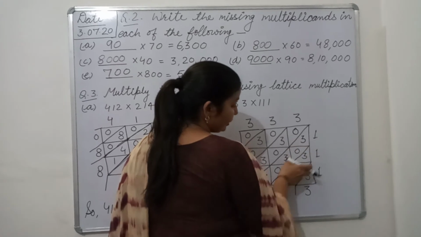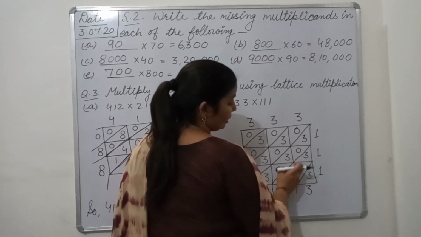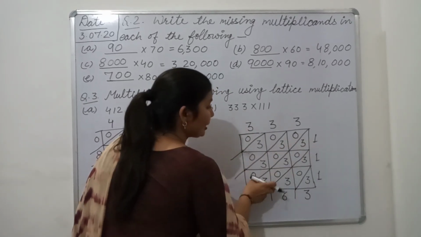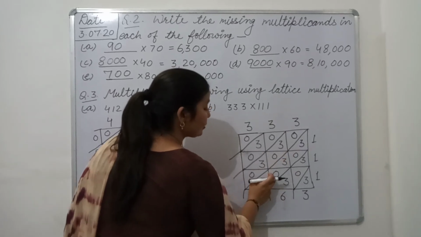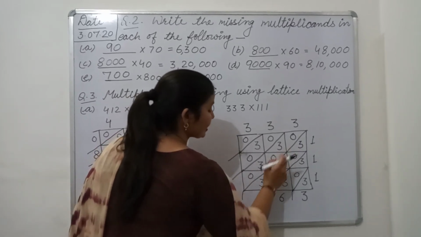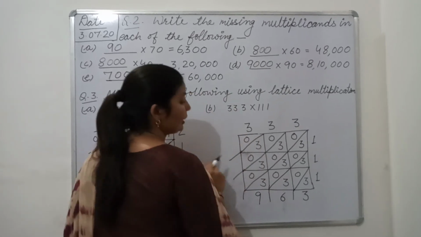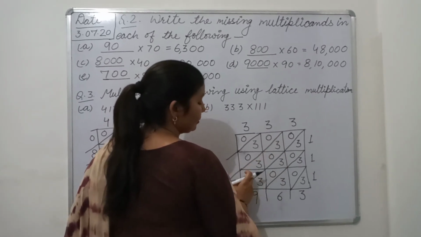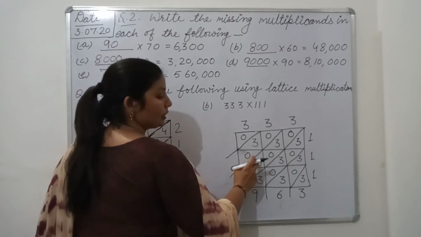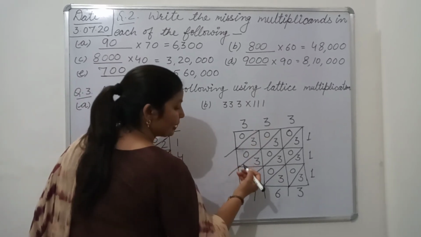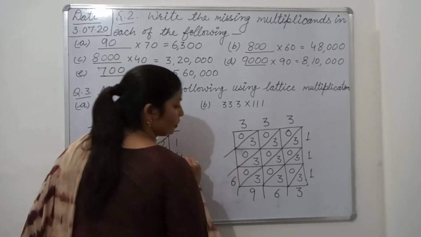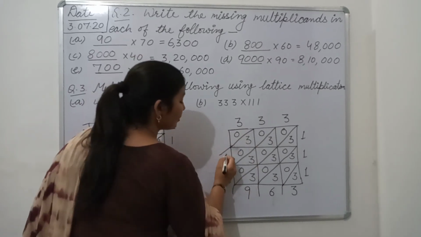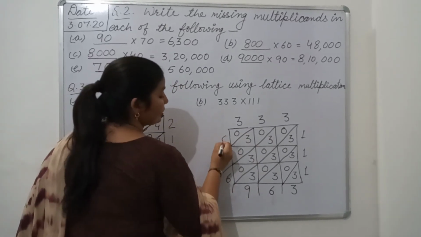Now between these two diagonals we have 3, 0, 3. 3 plus 0, 3. 3 plus 3, 6. Now between these two diagonals we have 3 plus 0 plus 3 plus 0 plus 3. So 3 plus 3, 6, plus 3, 9. Okay. Now between these two diagonals we have 0 plus 3 plus 0 plus 3 plus 0. So we have 3 plus 0, 3. 3 plus 0, 3. So 3 plus 3, 6. Okay. Now between these two diagonals 0 plus 3 plus 0. So we get 3. And there is 0.